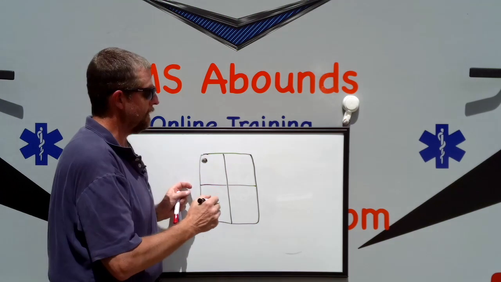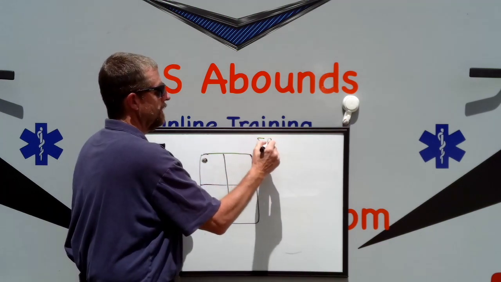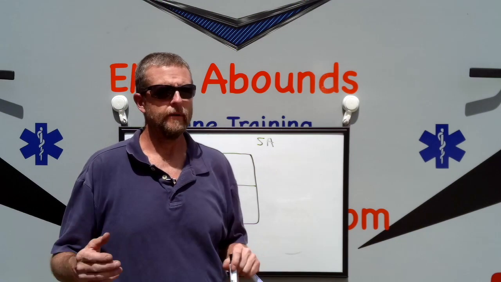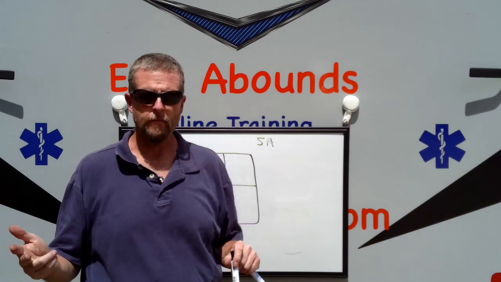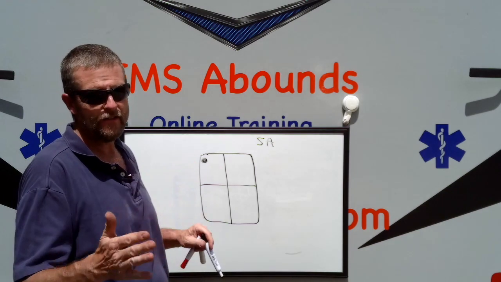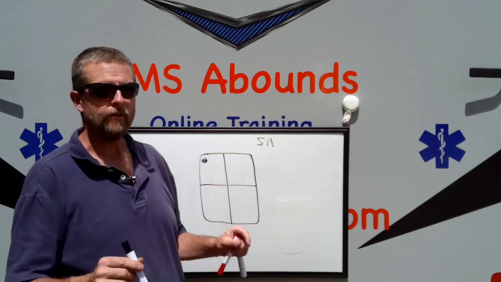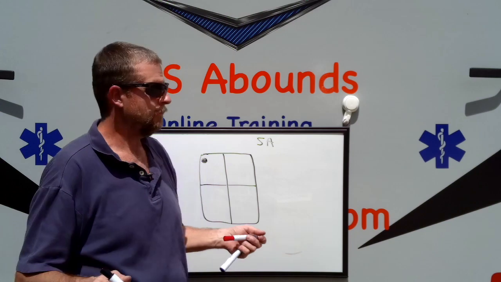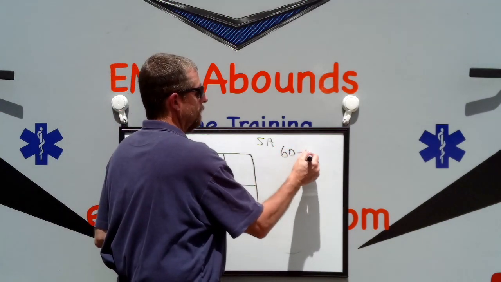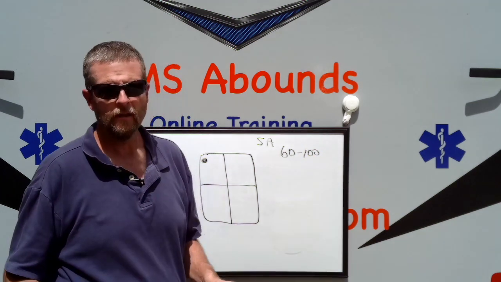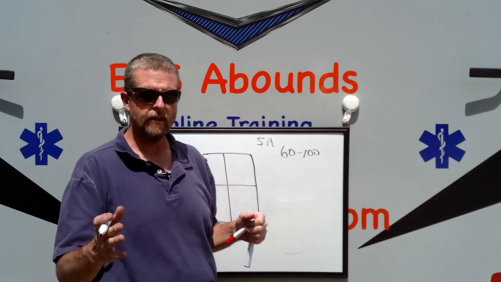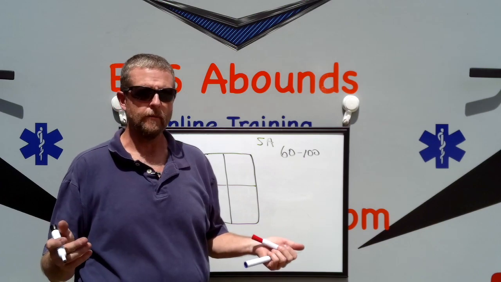our heart's pacemaker, which is called the SA node, sinoatrial. So when you hear somebody say, oh, it's a normal sinus rhythm, that means it's coming from the SA node, the sinus node. Now, what makes it normal? Let's talk about rate. Normal is 60 to 100 beats per minute. So if it's coming from the sinus node and it's between 60 and 100, it's a normal sinus rhythm.